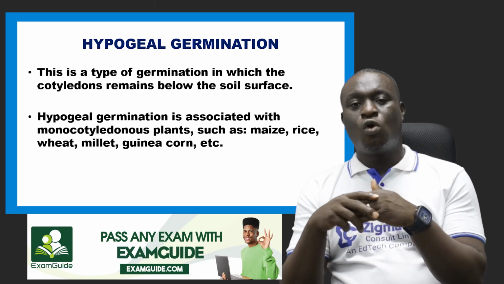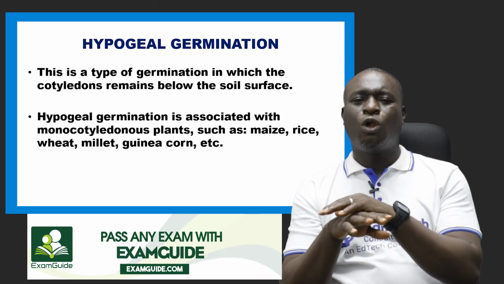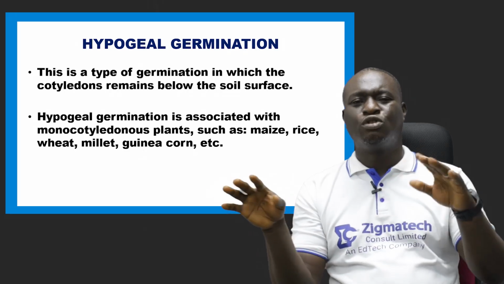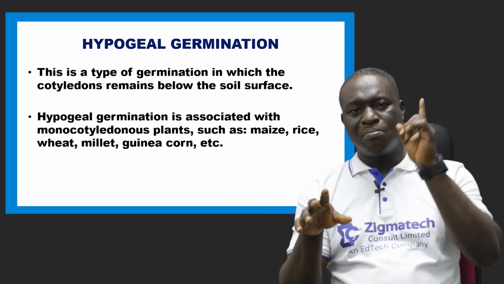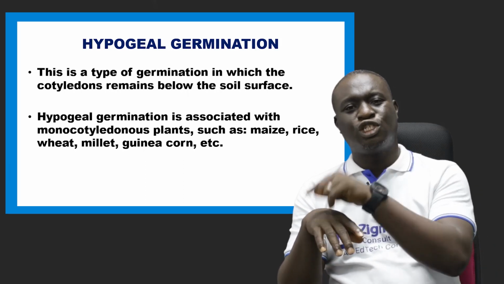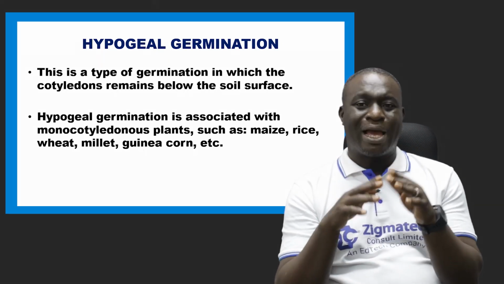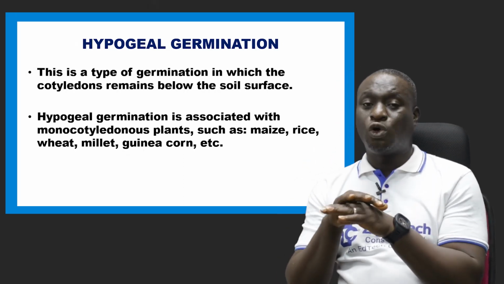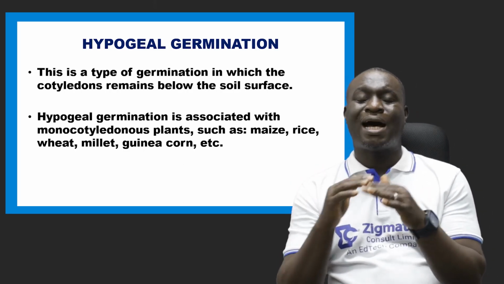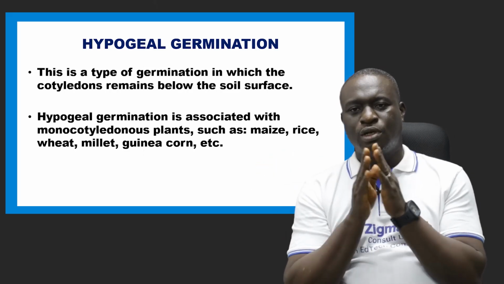plants, or seeds, that undergo hypogeal germination, they are all monocotyledonous plants. Monocotyledonous plants undergo hypogeal germination. Monocotyledon means one seed leaf. So plants with one seed leaf undergo hypogeal germination. Examples: we have maize, rice, wheat, millet. In fact, all the cereals and the grains fall under hypogeal germination.